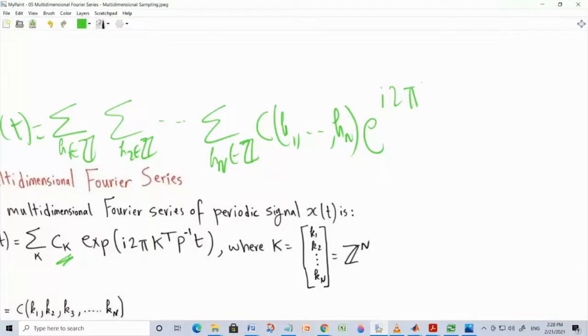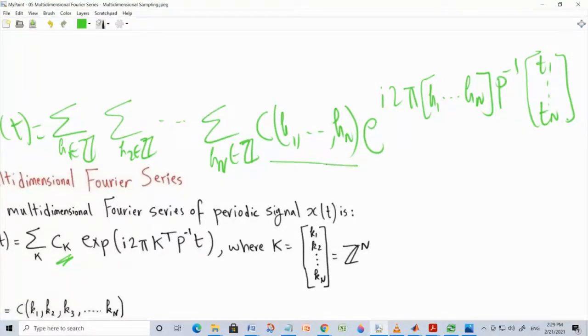Now what do we have? We have basically a vector of those indices, k. So it's big K transpose, and then P inverse t. Of course, we need matrix P to be invertible, and t is t1 up to tn. It looks a bit complicated, but this is basically the generalization of the Fourier series to multiple dimensions. The coefficients become a function of n indices.